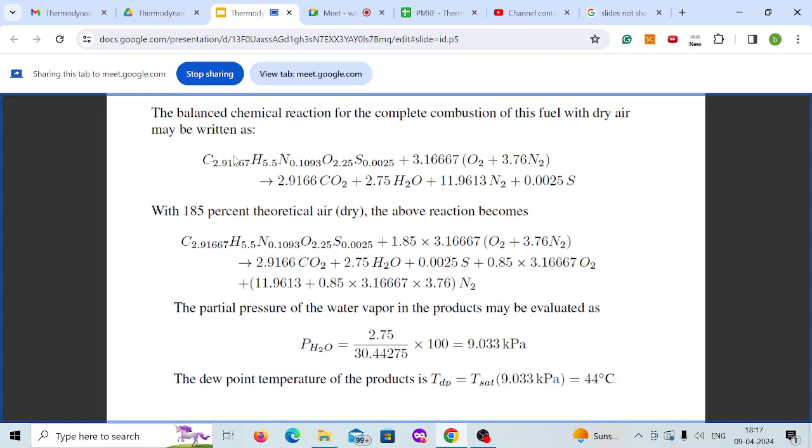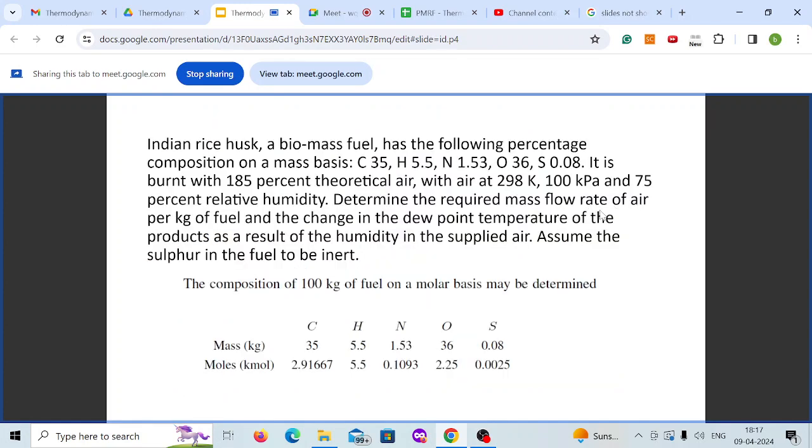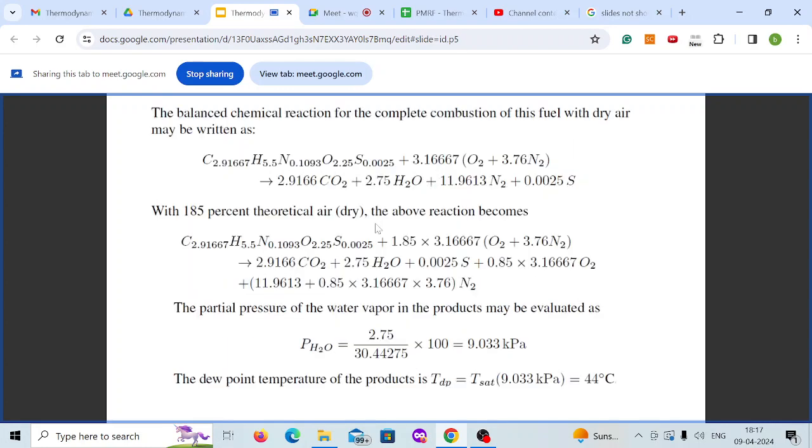We need to find the required mass flow rate and the dew point temperatures. First we will find the change in dew point temperature. So we need to find, when it was dry air, what the dew point temperature is. Just like in the previous problem, first we will find the partial pressure of your water vapor.